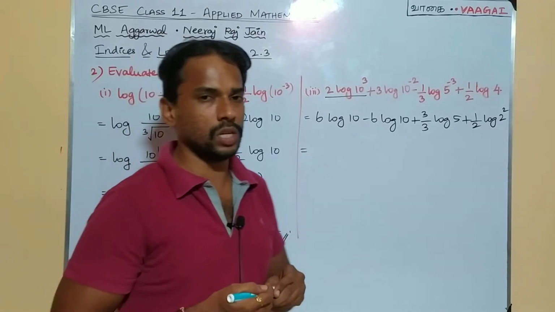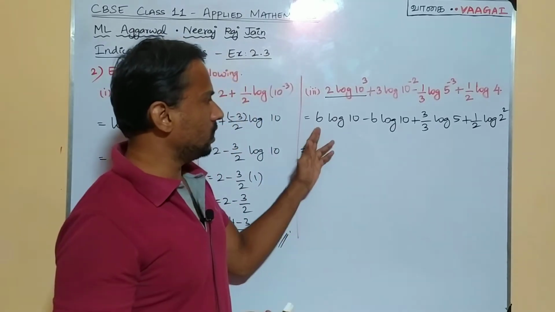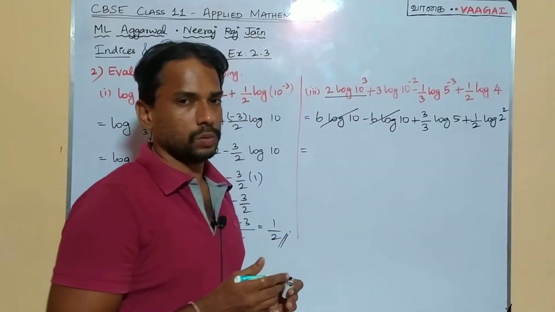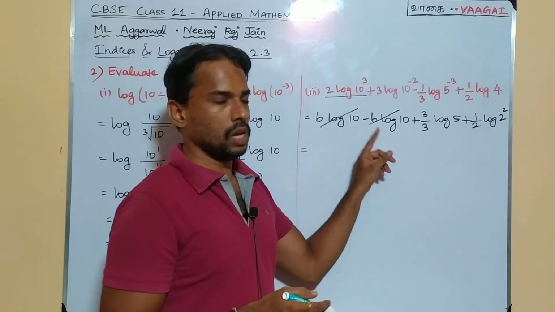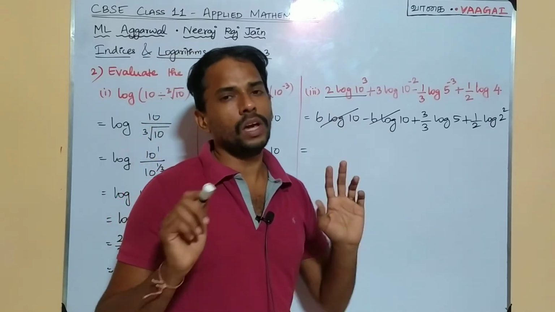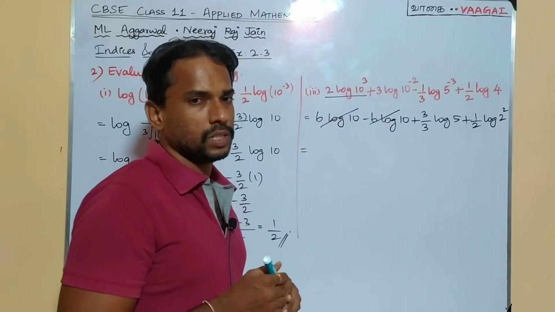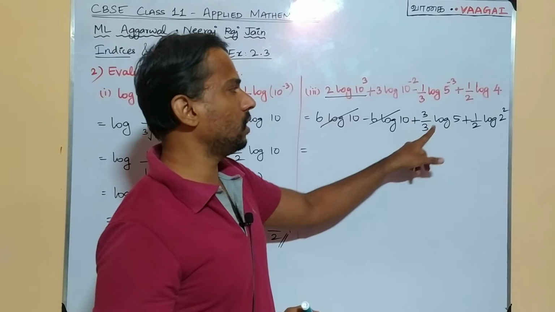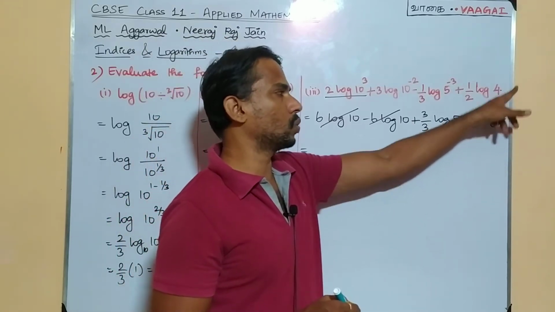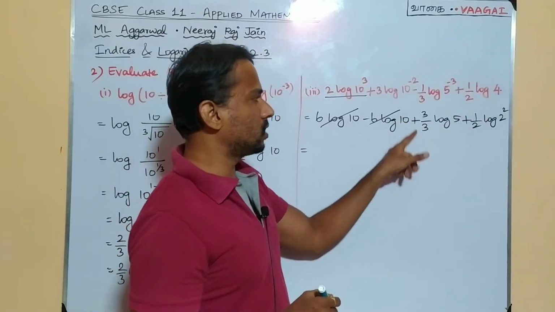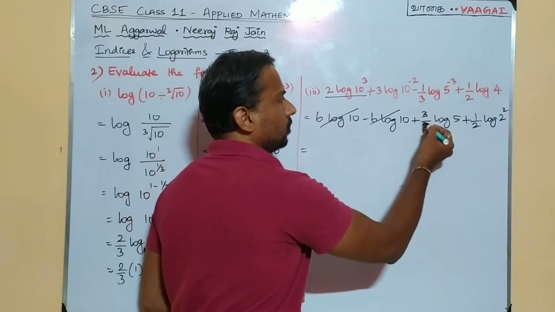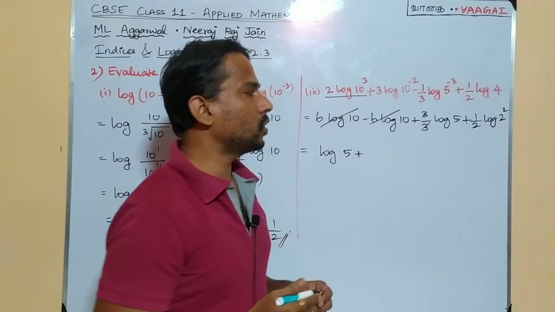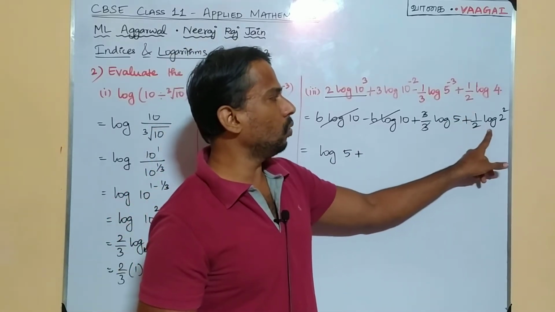What next we can do is, now you can easily visualize here, 6 log 10 minus 6 log 10. Observe that. You can cut these two terms because they are the same terms, plus and minus. 6 log 10 minus 6 log 10 will cancel. So we will be simply left with these two terms only. We will have 3 by 3 log 5 plus 1 by 2 log 2 square. And this 3 by 3 also we can cut. So I will have simply log 5 plus 1 by 2 log 2 square.